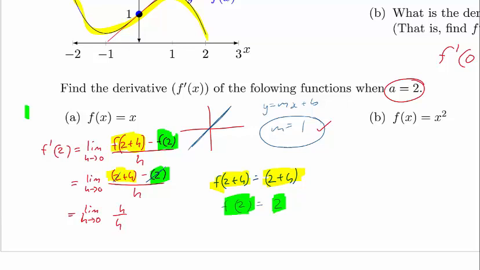We note that this h will cancel with this h, right? So just leaving a 1 in both cases. So basically we're left with the limit as h approaches 0 of 1, right? And so we're taking the limit of a constant, and the limit of a constant is just the constant itself, 1. And so note that it corresponds with what we thought it was going to be beforehand.